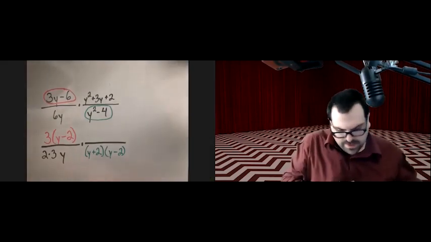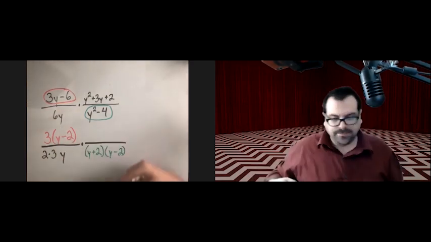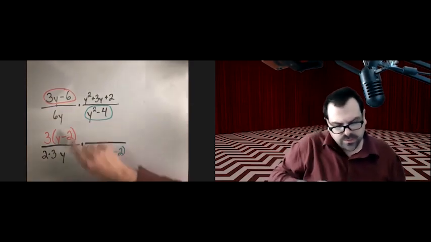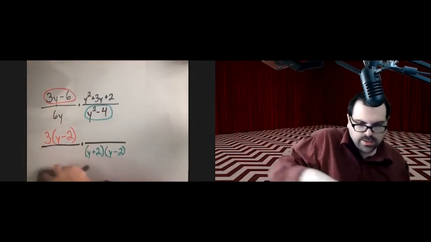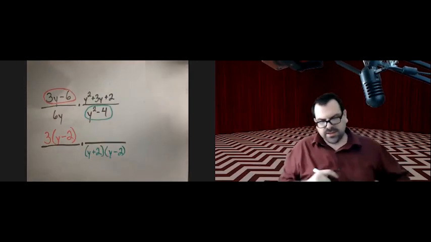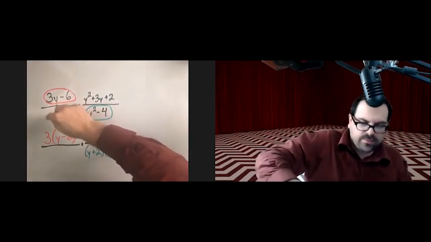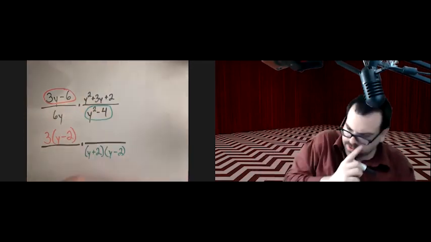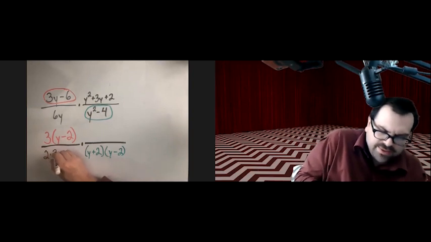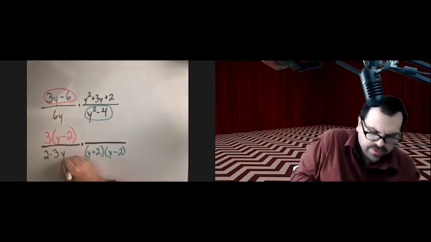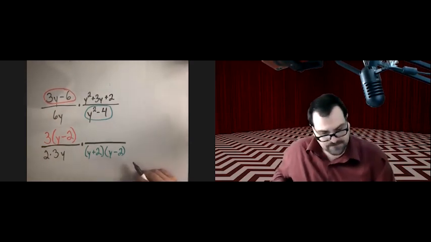There we go. Sorry about that. So like I was saying, the 6y, I'll just rewrite this. Some technical difficulties. The 6y, we can't really factor, but this 6 can be broken down into its prime factorization, 2 times 3.